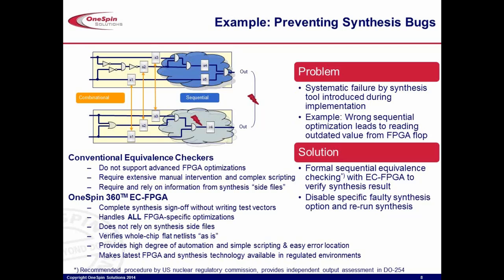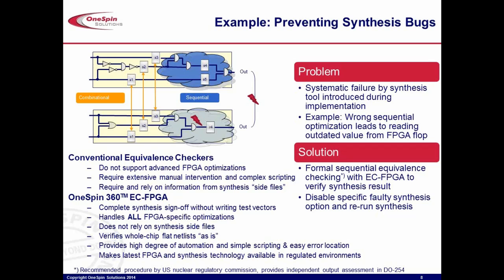OneSpin has a solution for this. It has an equivalency check for FPGA that is able to formally prove the equivalence between your RTL and the output of the FPGA synthesis tool, and make sure you don't have this problem. Now, what is some more information on the added value of this?